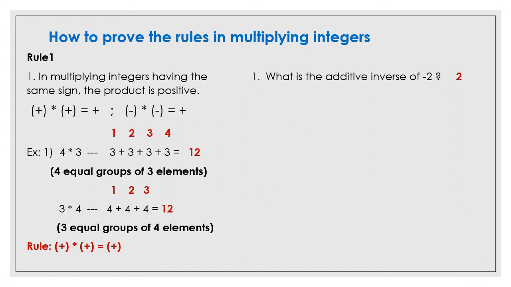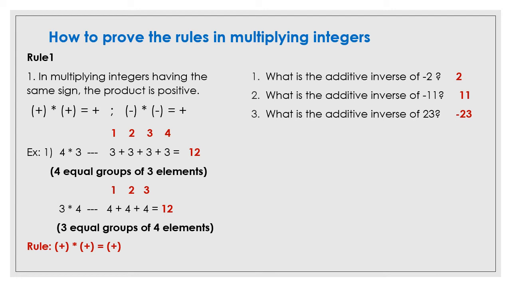Then we have additive inverse here kasi kailangan natin ito sa pag-prove ng mga rules in multiplying integers. So, what is the additive inverse of negative 2? It is 2. What is the additive inverse of negative 11? We have 11. What is the additive inverse of 23? Negative 23. What is the additive inverse of 35? Negative 35.